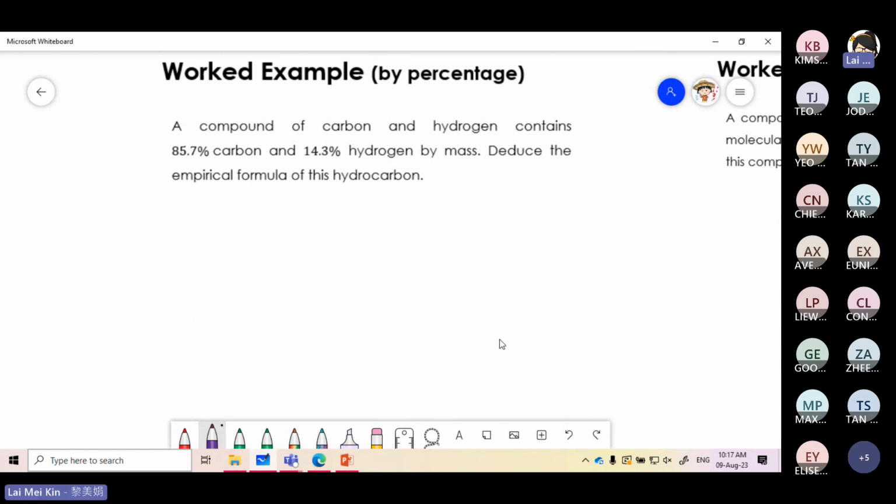Proceed to the second example, which is by percentage. Just now we used mass, now we use percentage. Let's see whether there is any difference. I have a compound. As I mentioned yesterday, a compound can be a molecule or an ionic compound. I have a compound consisting of carbon and hydrogen.